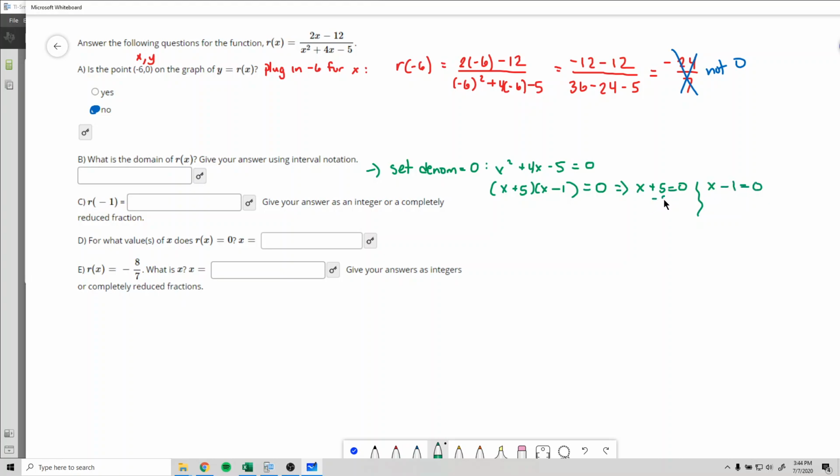And the one on the left, subtract 5, and we get x equals negative 5. And the one on the right, we add 1 to each side, and we get x equals 1. Now remember, these are not in the domain, so everything else is. We got negative infinity up till our first point, which is negative 5, parentheses, union, and then we jump over the negative 5 until we get to our next stopping point, which is 1. And we got another union, and then we jump over 1, and then that goes on forever. There's not another stopping point.